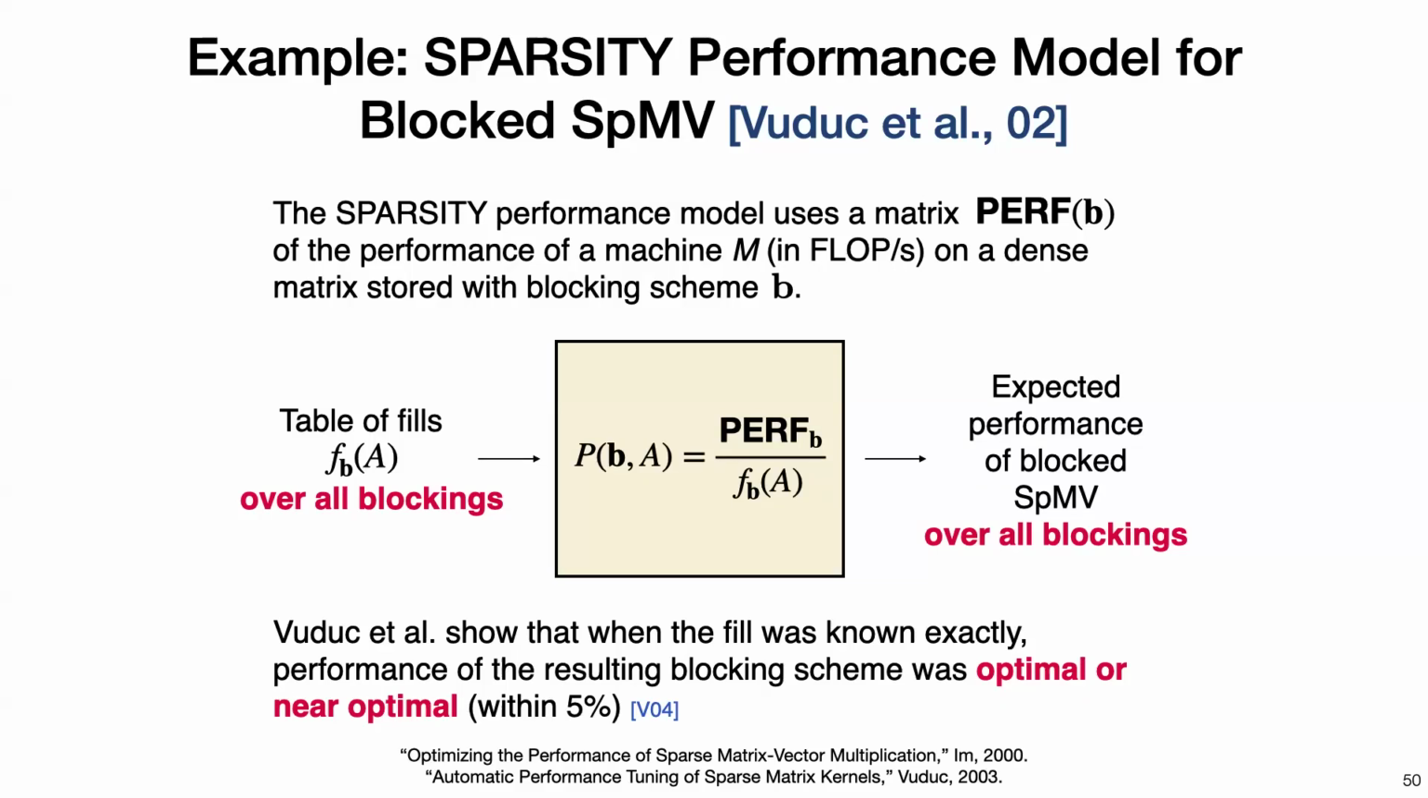So the flow would be: you get a new sparse matrix, you estimate the table of fills, you have computed this upfront at some point, and you plug them together, and you get an estimate of which one would have the highest flops. It may not be perfect, but through some experimental validation, they show that it's usually pretty good or close to pretty good.